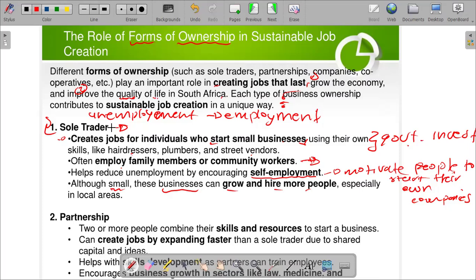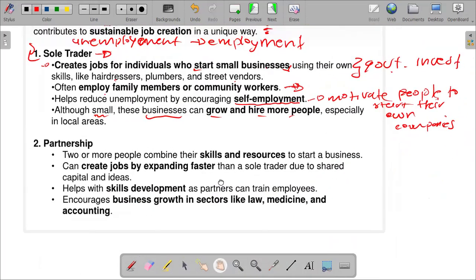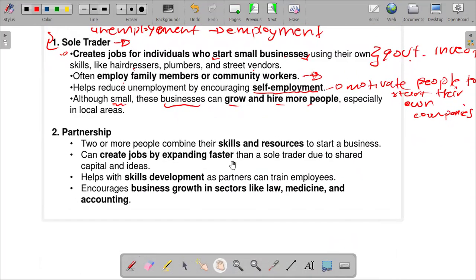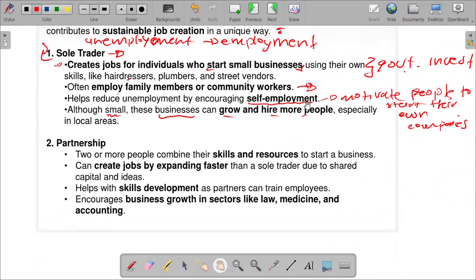So these are the characteristics of how a sole trader can create sustainable job creation. And then as we move along, your partnership. So remember, a partnership is a business that is derived out of two or more business partners. They are not shareholders, they are not members, but rather they are partners within a business.